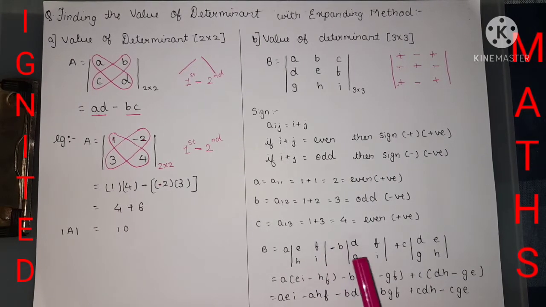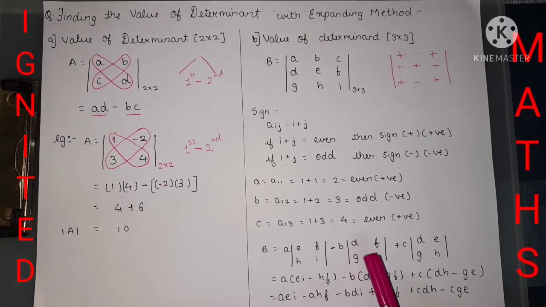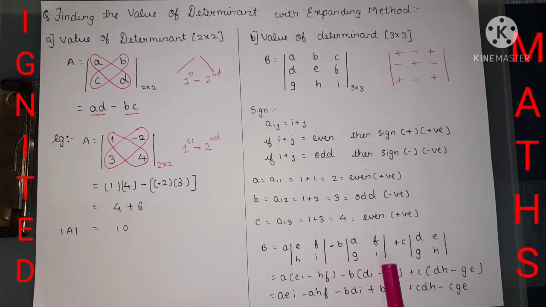And subtract with the B term, okay? B also is a 2 cross 2 determinant. The 2 cross 2 determinant says multiply the first diagonal elements and subtract the second diagonal elements. So multiply the first diagonal elements and subtract the second diagonal elements.